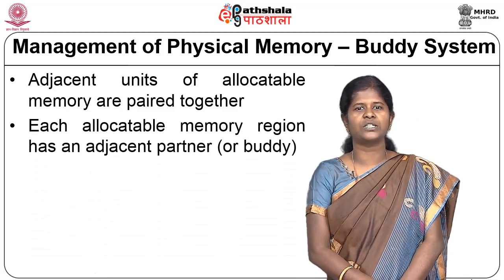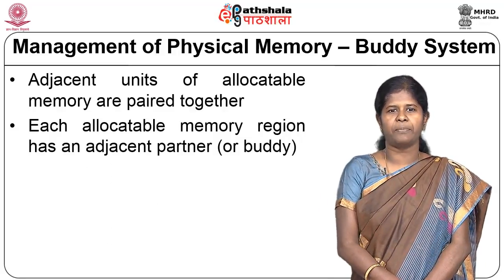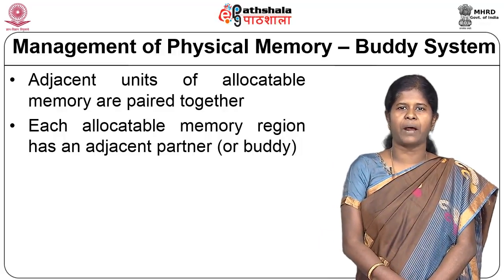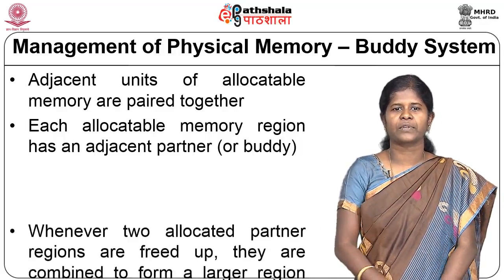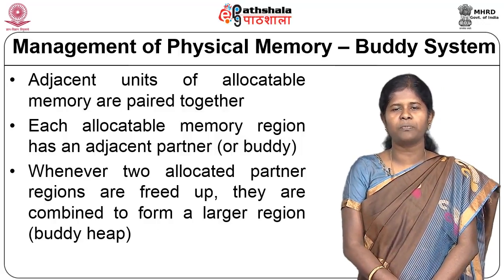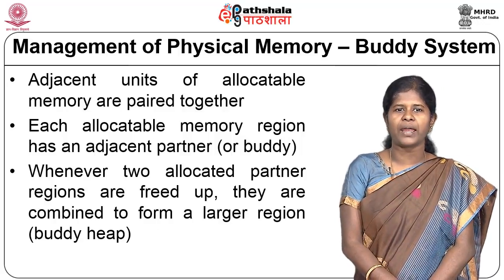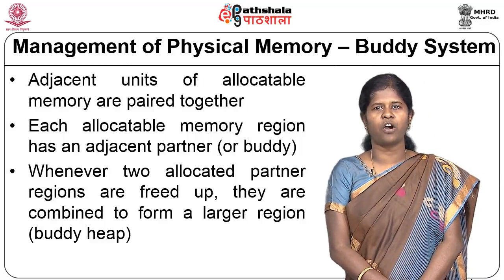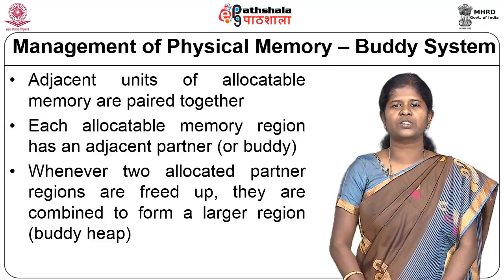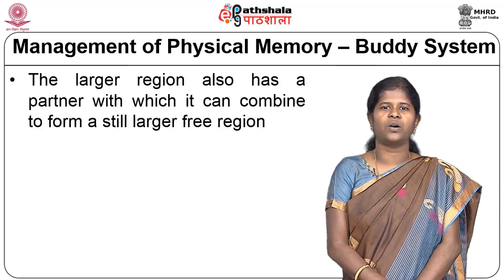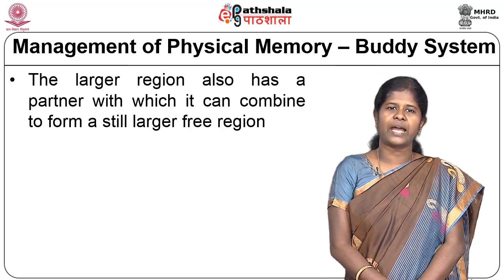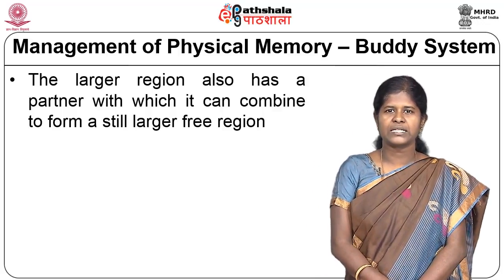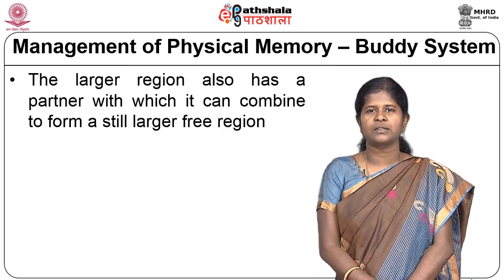When you have adjacent units of allocatable memory, those are paired together, and each allocatable memory region has got an adjacent partner which is called a buddy. So, whenever there are two partners or two nearby allocatable memory regions which are getting freed up, then they are combined together to form a larger single region, and it is called a buddy heap. So, the larger region also has got a partner with which it can combine to form a still larger free region, and so on. So, the adjacent regions are called partners or buddies.